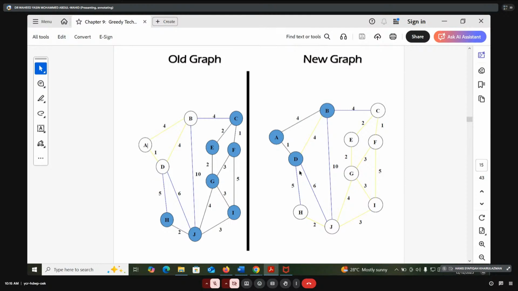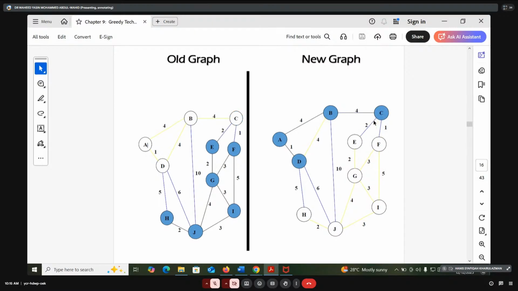So B 10, and from D, what are the lines coming from? D is 5 and 6. So what is the minimum? 4, 10, 5, 6, it is 4. So I will select C. Now from C, how many lines begin? 2, 1, and B is 10, and D is 5, 6. So what is here the minimum? It is CF 1. So I will select CF 1.